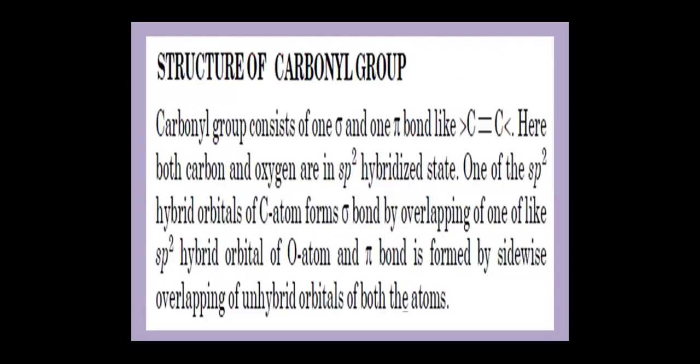Structure of the carbonyl group. The carbonyl group consists of one sigma and one pi bond. Here both carbon and oxygen are sp2 hybridized. One of the sp2 hybridized orbitals of the carbon atom forms a sigma bond by overlapping with one of the sp2 hybrid orbitals of the oxygen atom, and the pi bond is formed by the sidewise overlapping of the unhybridized orbitals of both atoms. In the carbonyl group of aldehydes and ketones, the carbonyl carbon behaves as a Lewis electrophile, and oxygen can behave as a Lewis nucleophile.